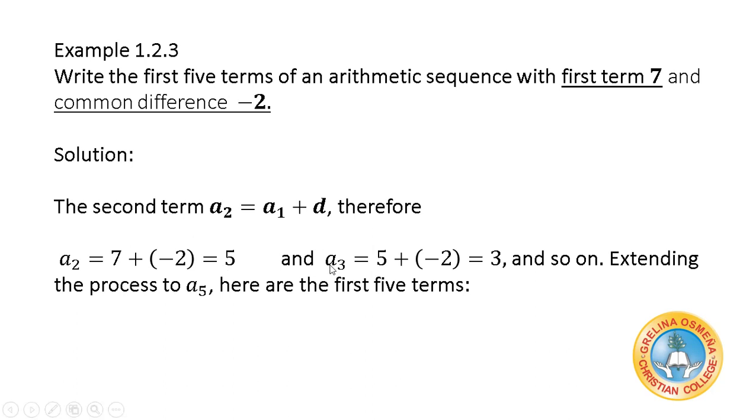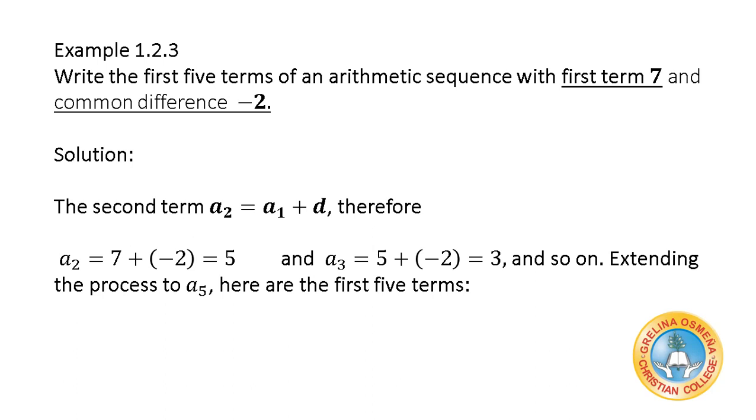And then we have a sub 3. I said kaganina, a sub 3 is just equal to a sub 2 plus the difference. Also, we have 5, that's a sub 2, plus the difference negative 2. So, 5 plus negative 2 is 3. And so on. So, kung magkuha ta sa a sub 4, that is just 3 plus negative 2.